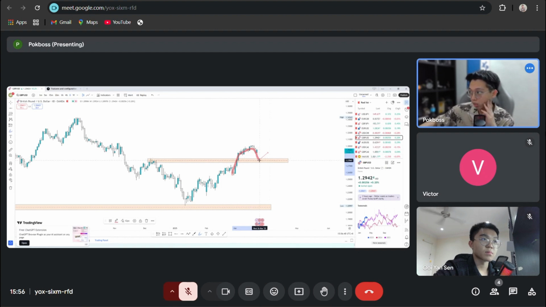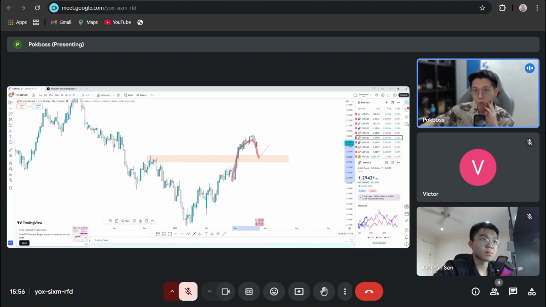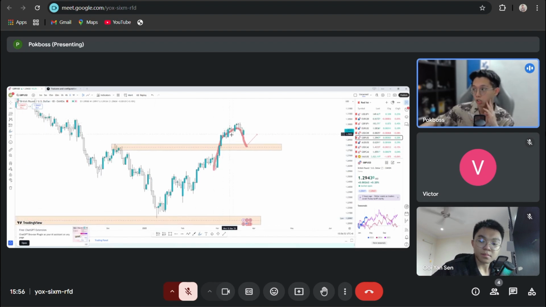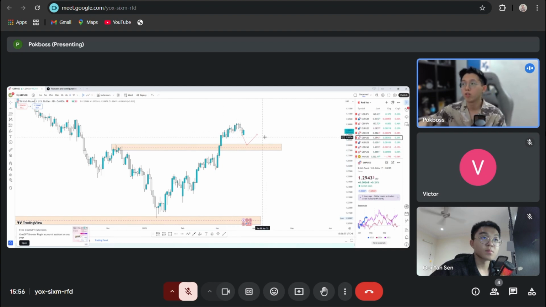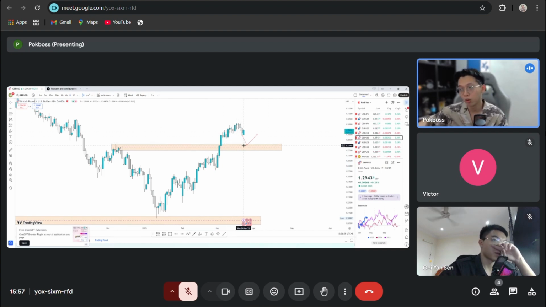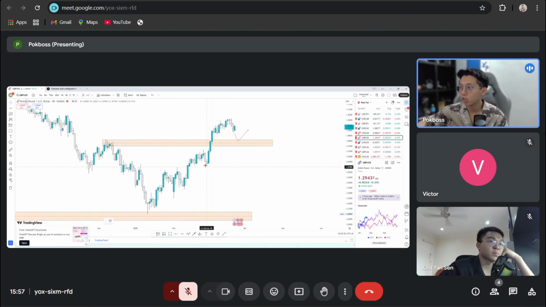I target for buy and wait for the form to show me the candle confirmation and enter the trade. Okay, very simple, very clean trade. If it retests this zone, high probability it will go up. High probability.